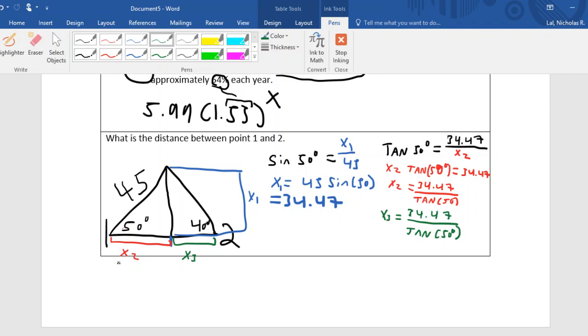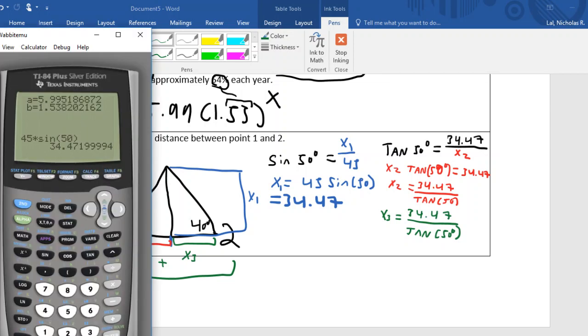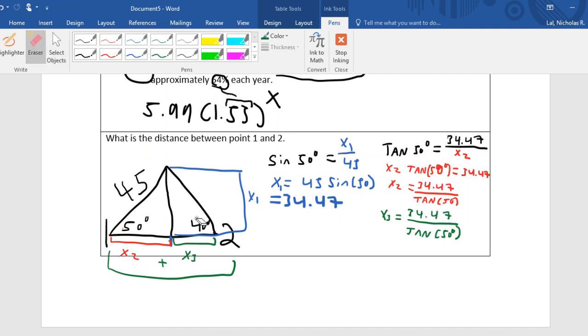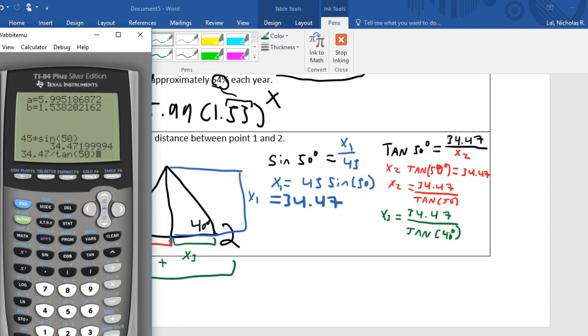This distance between point 1 and point 2, that's x2 plus x3. So I just need to find in the calculator 34.47 divided by the tangent of 50. Oh, and sorry, right here this angle is 40, so that would be the tangent of 40. Then we add to that 34.47 divided by the tangent of 40.